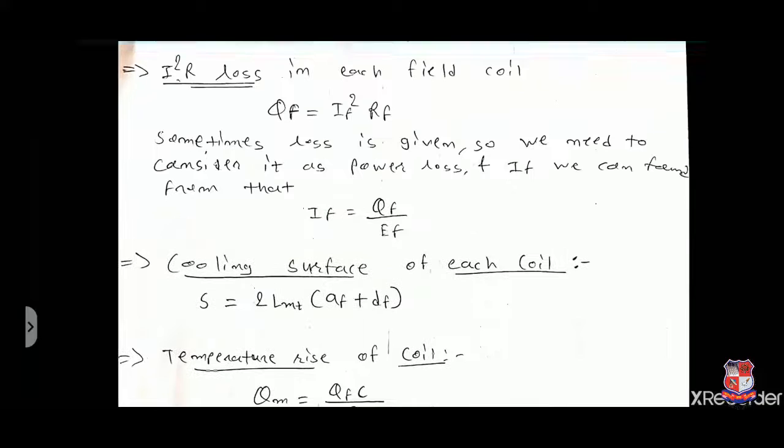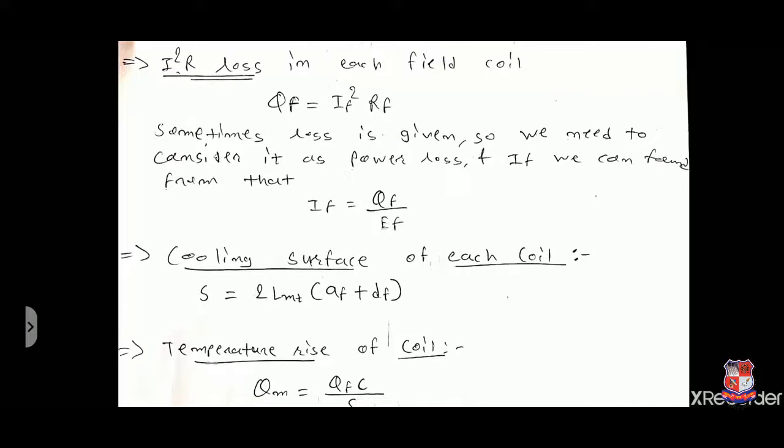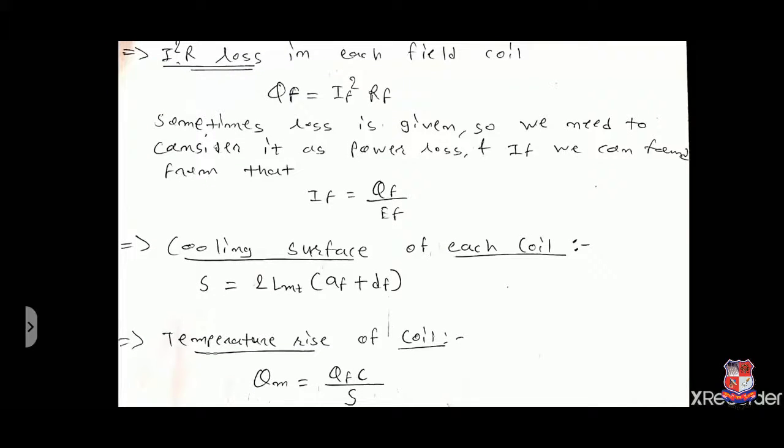So now again, suppose we are given the I square R loss in each field coil. It is denoted as QF, and sometimes this QF can be considered as the power loss. So we can use it as an equation of power also, as we use the I square R formula in a resistive circuit. Similarly we can use it over here. So sometimes the loss is given, so we need to consider it as a power loss, and from that we can find IF is equal to QF upon EF. So this formula can also be used to find the field current.